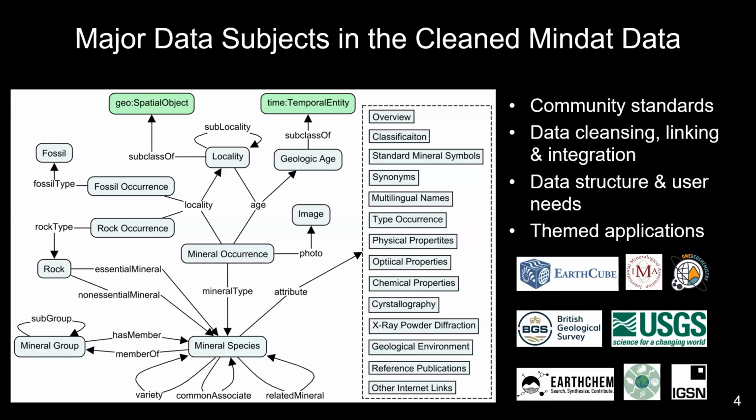Here is a very simplified diagram showing you the key data subjects in Mindat. You can see mineral species is the number one, and then locality, and then mineral occurrence. If you find a mineral species at a certain locality, that's a mineral occurrence. Besides this, there are also fossil records, rock records, and a lot of images. And from outside as computer scientists, we think many of them are relevant to spatial science and also temporal science, so space and time.